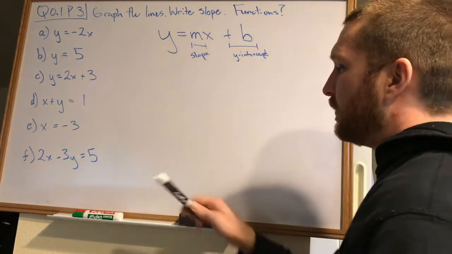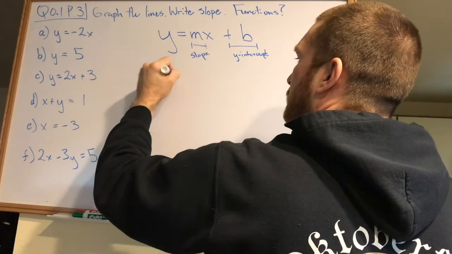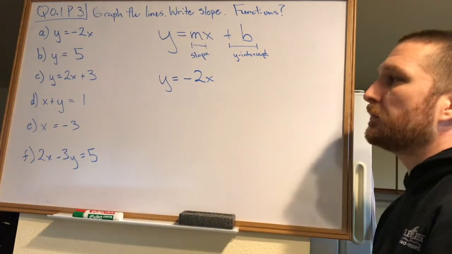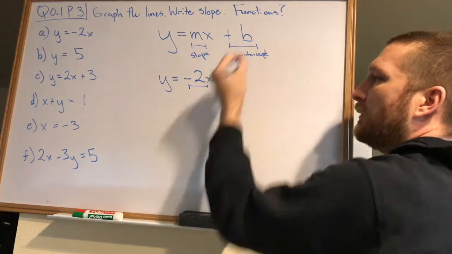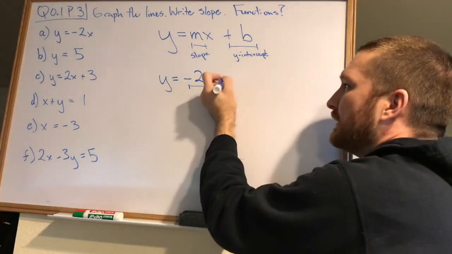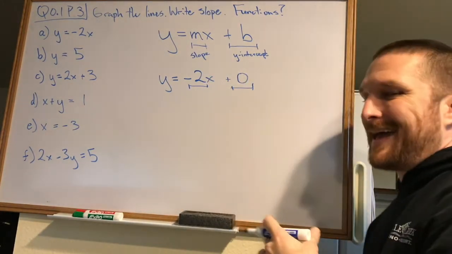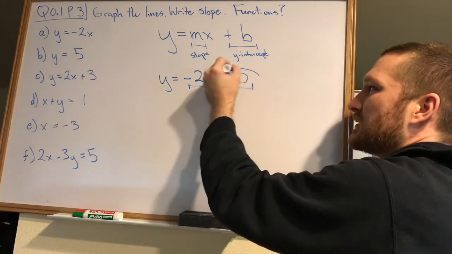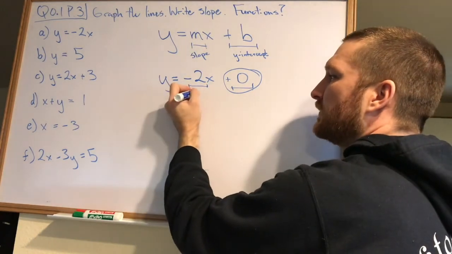So, part A, y equals -2x. It's already in the form that we're looking for, right? Here's my m. And what's my b? Well, it's not written, but it's a big fat 0, right? It's not written. We can always add 0. It doesn't change anything, but that's the y-intercept. It must go through at 0. It must have a slope of -2.